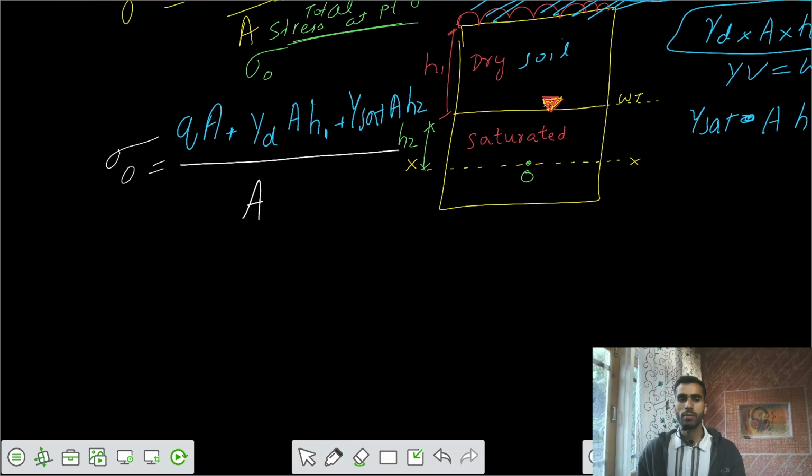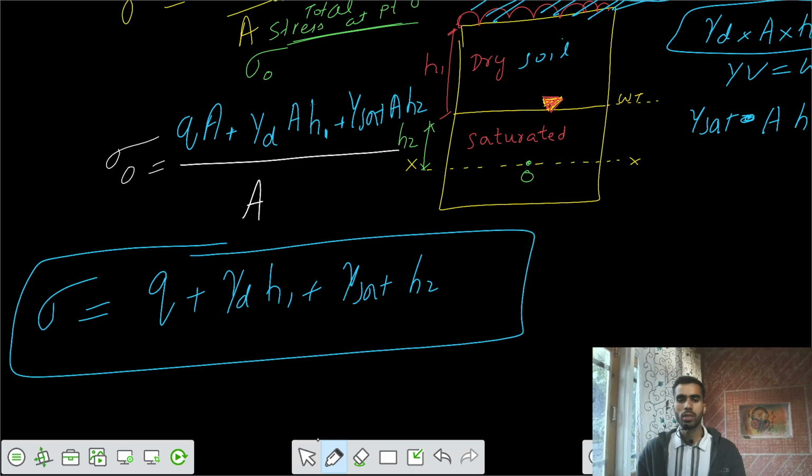So we can simplify it further: the total stress is equal to q plus gamma d H1 plus gamma sat H2. So that is the total stress at that point O.